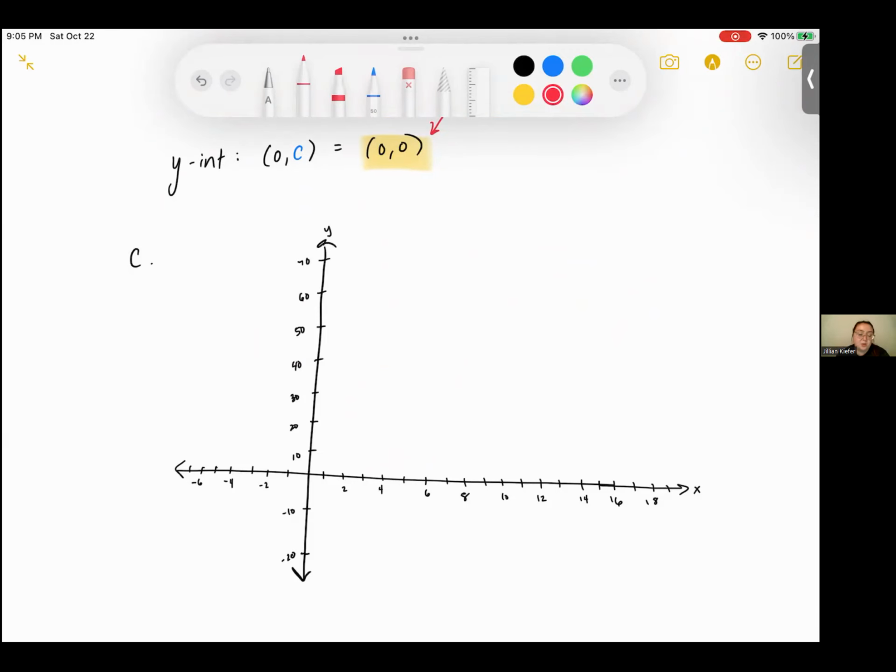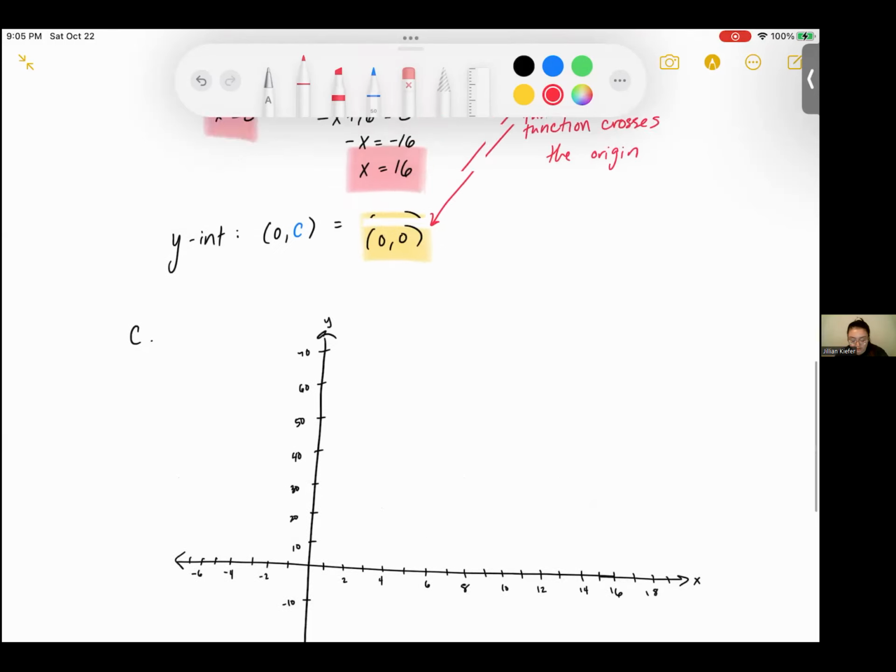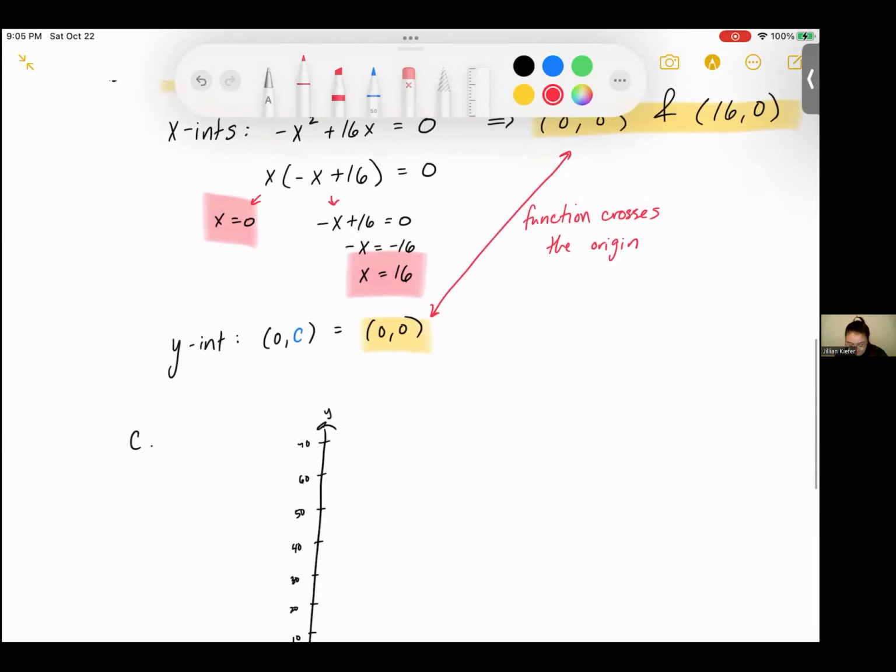But when you go ahead and you graph a function like this, it's always best to start with the vertex and then plot your intercepts. And then by that point, you should be able to connect up your graph pretty well. So let's go ahead and start with our vertex. We said our vertex was 8 and 64.